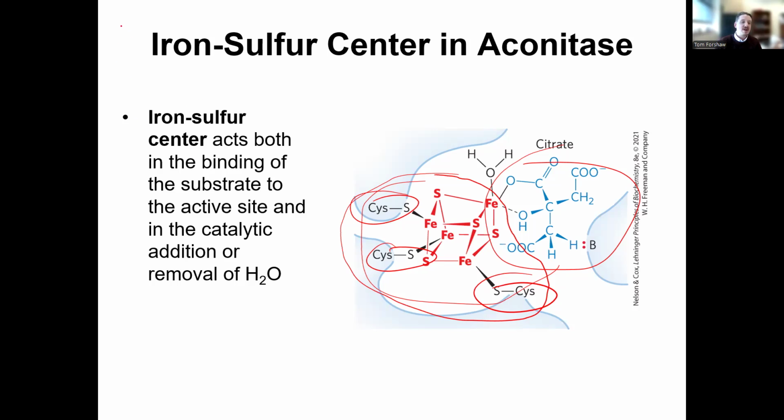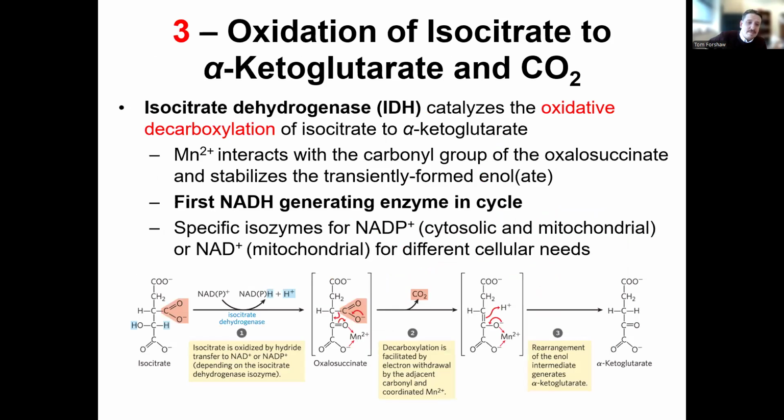This hasn't got a red star like other things. This is really just largely flavor. Iron sulfur clusters are going to come up a lot in oxidative phosphorylation. I just thought I'd start with introducing it a little bit now. Step 3 is the oxidation of that isocitrate that we just generated.